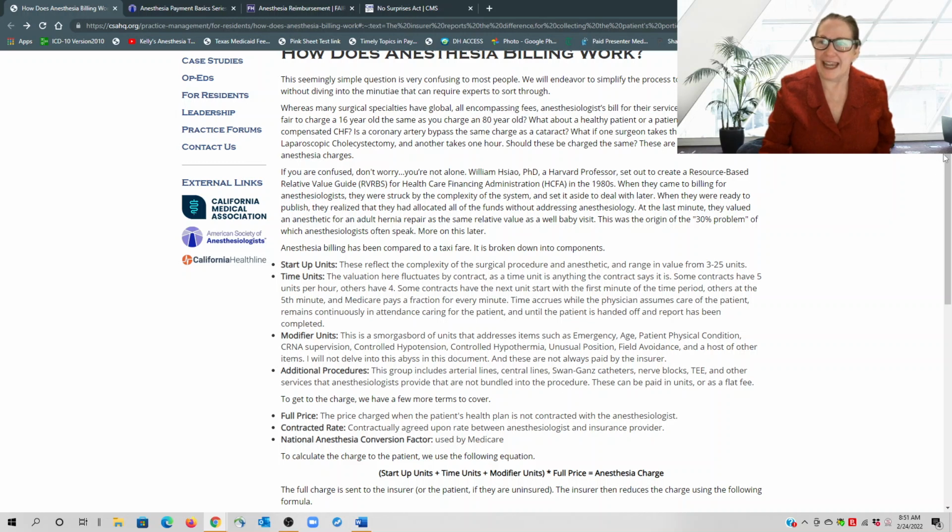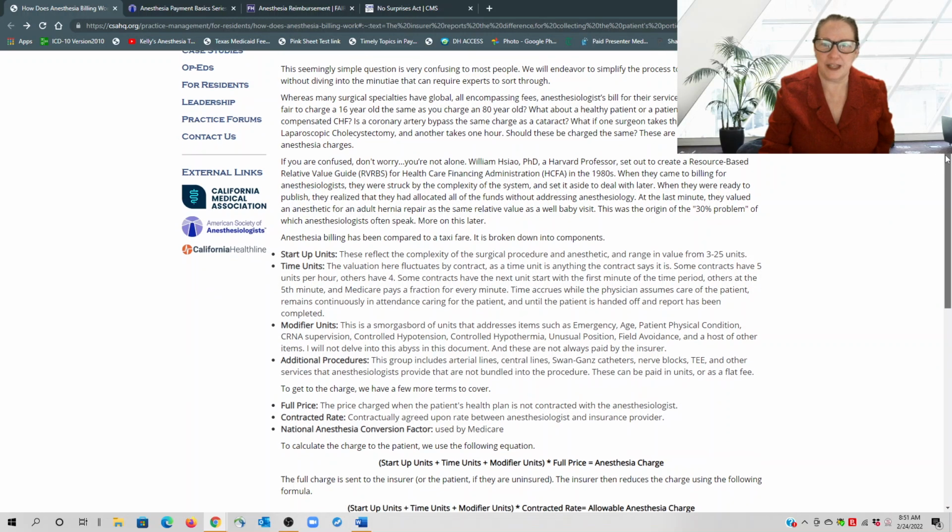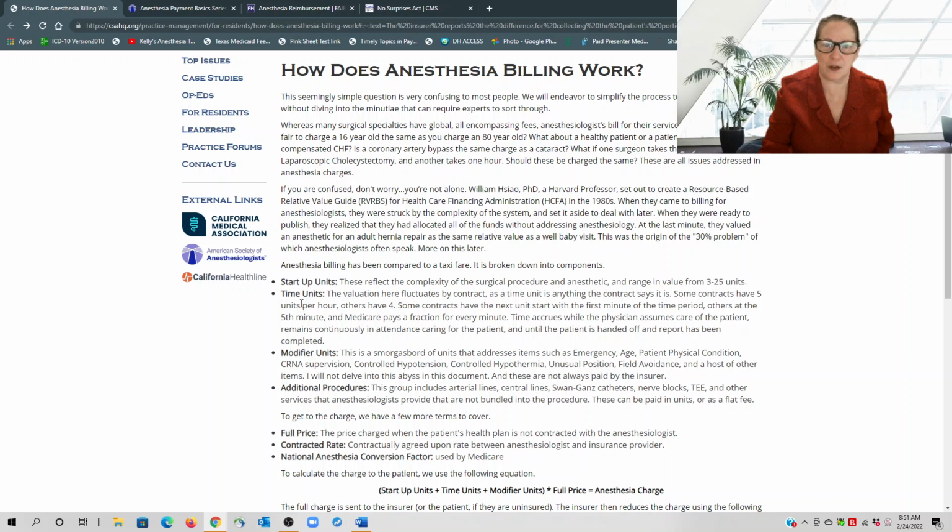All right, now that you know all of this, I did want to point out something else. Your startup units or procedure units can vary greatly, from a low of 3 units to a high of 25, based on the type of surgery you're having. So if, for example, you're having a simple surgery such as a biopsy or a breast biopsy, that would be 3 units, as compared to having a difficult heart surgery, that would be 25 units.